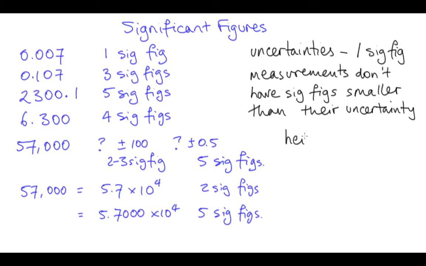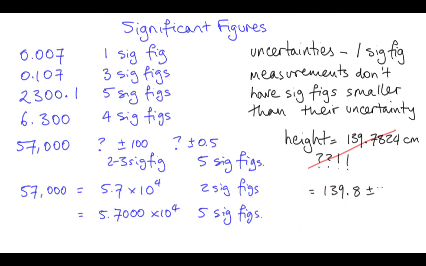Now remember my example at the beginning of the video. I said I measured my daughter's height as 139.7824 centimetres. But the uncertainty in this height measurement is really much more like 0.1 centimetre, so it really only makes sense to write 139.8 plus or minus 0.1 centimetres.